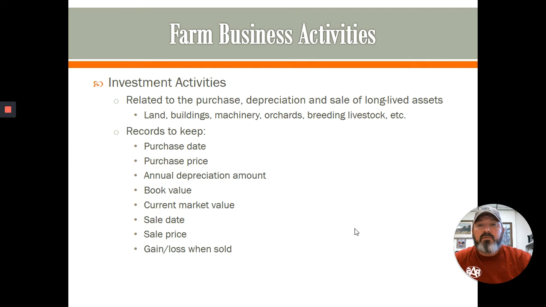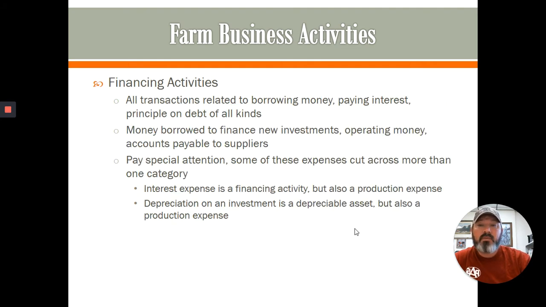So things to keep with regard to investment activities and key records: purchase dates and prices, depreciation amounts calculated for different pieces of equipment or buildings, book value versus current market value of livestock or equipment, sale dates and prices, and gain and loss when you sell.